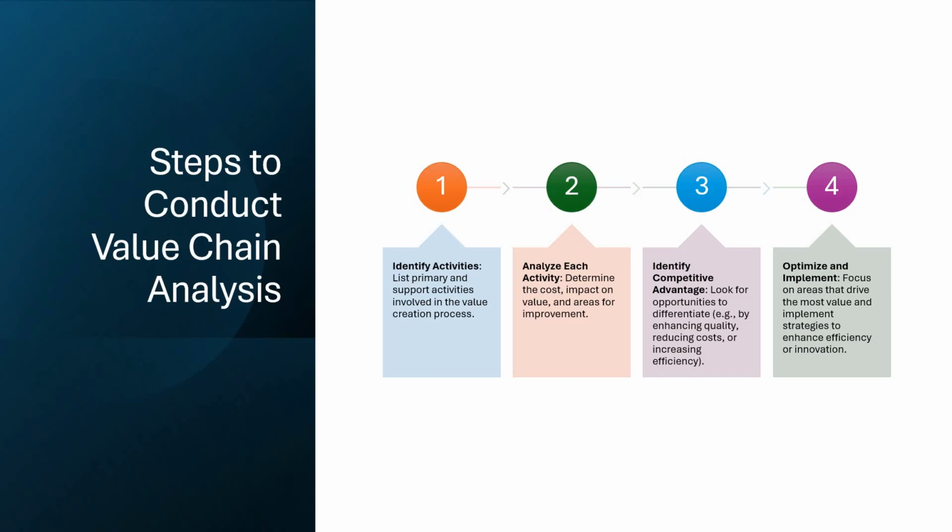What are the steps that you need to follow to conduct value chain analysis? The first step is to identify activities. Please list down the primary and the support activities involved in the value creation process. You need to know what the primary and what the secondary activities are. The second step is to analyze each activity. Go ahead and determine the cost, impact on the value, and areas for improvement.